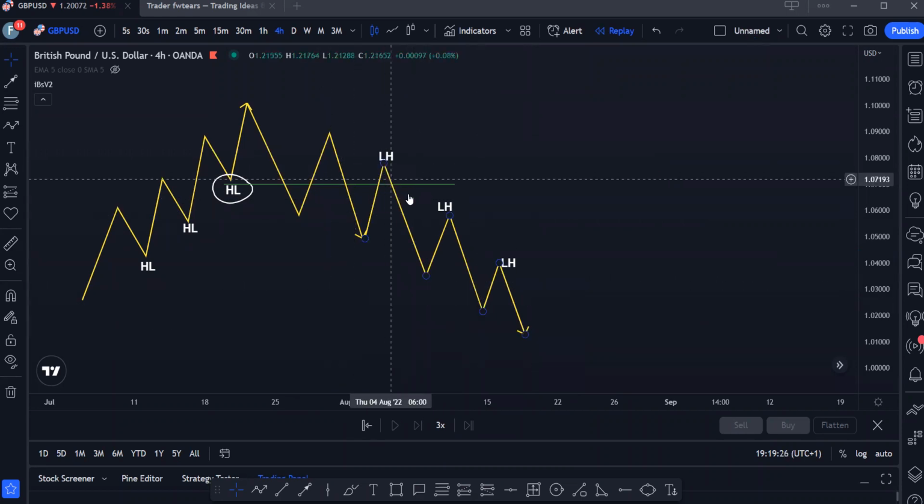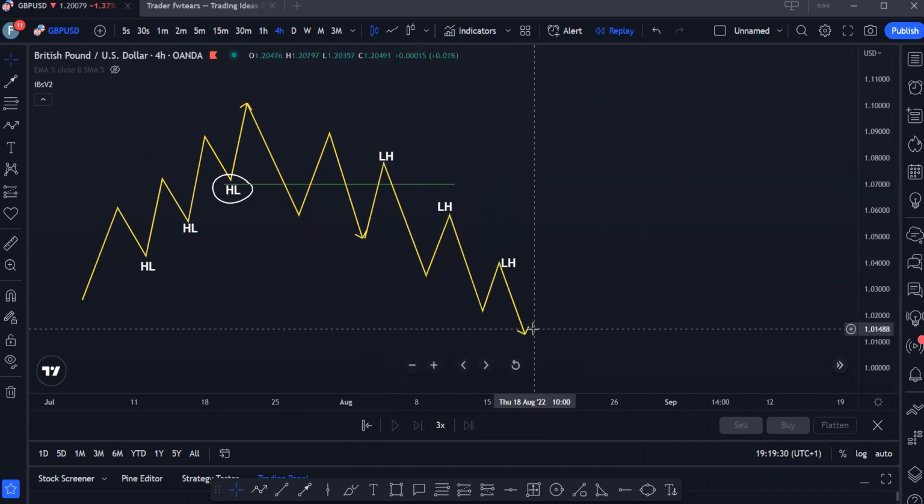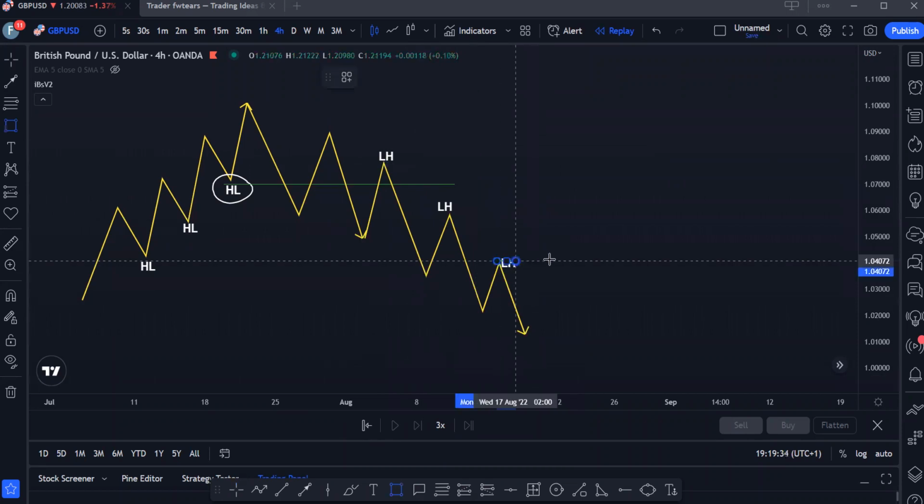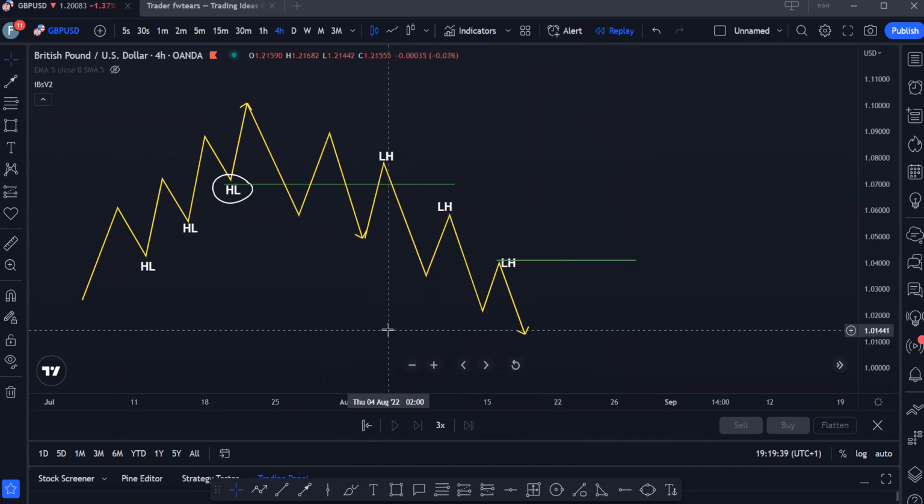How do you know that price has shifted or wants to shift from a downtrend to an uptrend? Structure has to be violated. This is your lower high. Okay, so you're waiting for price.